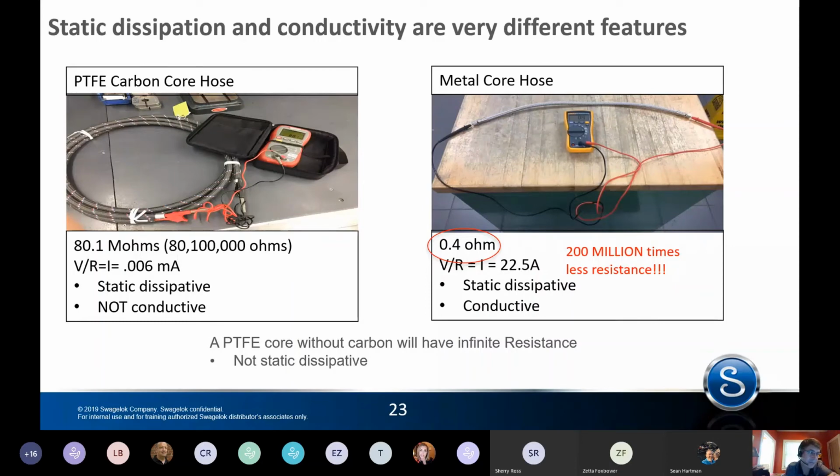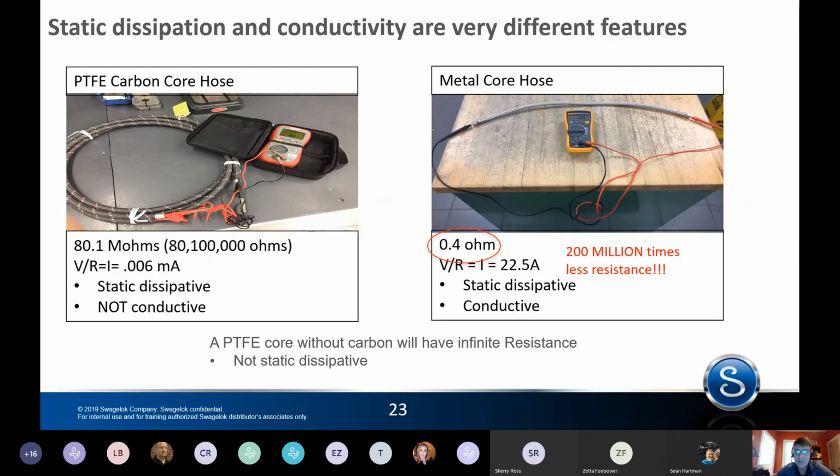If we did not have the carbon infused core, it would have basically infinite ohms. It would have infinite resistance. So what we do when we put the carbon infusion into the core is we reduce essentially the resistance from infinite to 80 million. So we make it at least dissipate the static buildup, but it is not conductive.